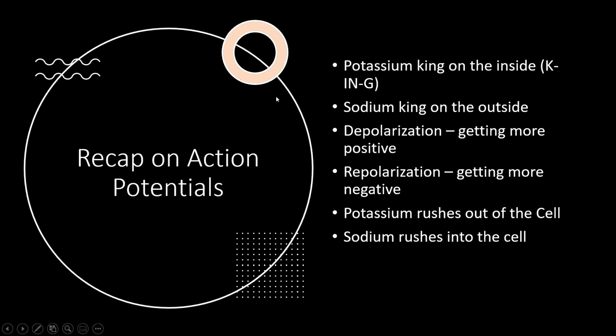Okay. So to recap on action potential, because GCU really doesn't cover action potential more in the first half of anatomy, some of you may still be confused with some concepts, so let's recap some things. Potassium is the king on the inside of the cell. I usually say this by saying K-IN: K means potassium, IN means inside. What this means is potassium is going to be found inside of cells. Sodium is going to be found on the outside of cells.